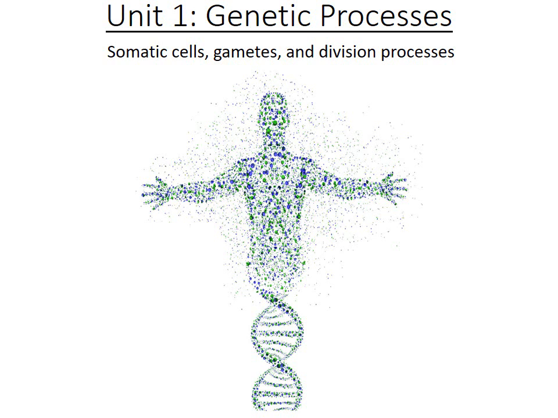So we're going to finish off by talking about the difference between somatic cells, gametes, and we're going to do a brief overview of the main division processes that exist in organisms, and we'll take a look at the different types of reproduction that exist as well.